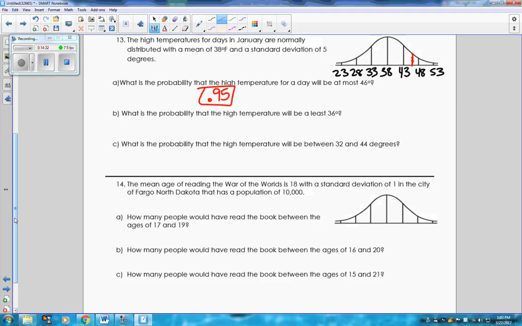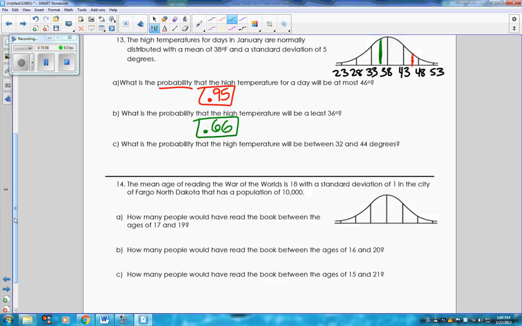Remember, it's asking for probability now, so we don't have to change the decimal points. Problem B says, what is the probability that the high temperature will be at least 36? So that means my line's going to be somewhere in this general area. At least 36 means my lower bound is going to be 36, and my upper bound is going to be positive infinity. Once you plug those into the calculator, you should get 0.66.